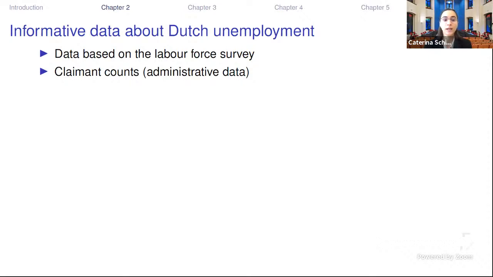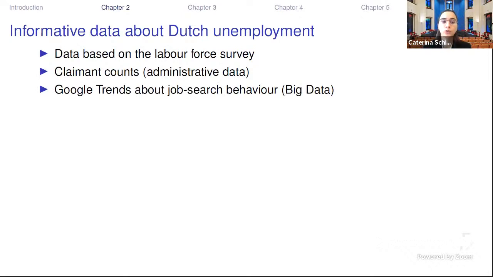At Statistics Netherlands, they are currently estimating Dutch unemployment based on data coming from the Dutch Labor Force Survey. At some point, they also use claimant counts data, which represent the number of people claiming unemployment benefits. What I do in chapter two is to also use Google Trends about job search behavior in order to improve this estimation accuracy. These Google Trends roughly represent how many times some search terms that may be used by unemployed people to look for a job have been typed in Google for a given period of time.